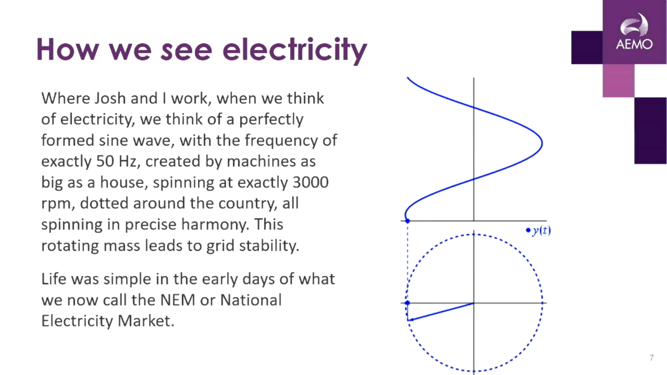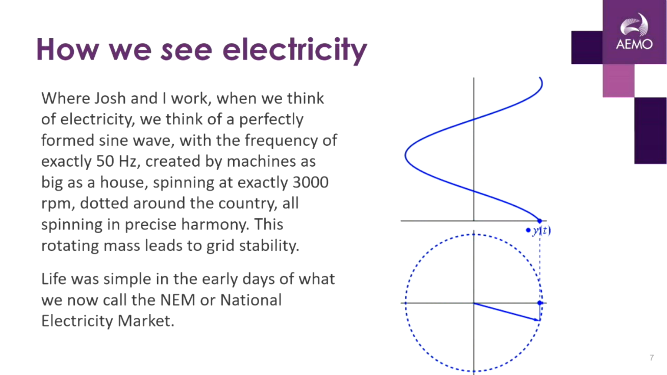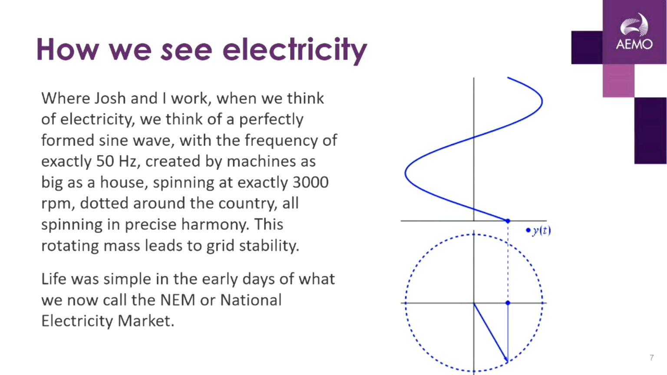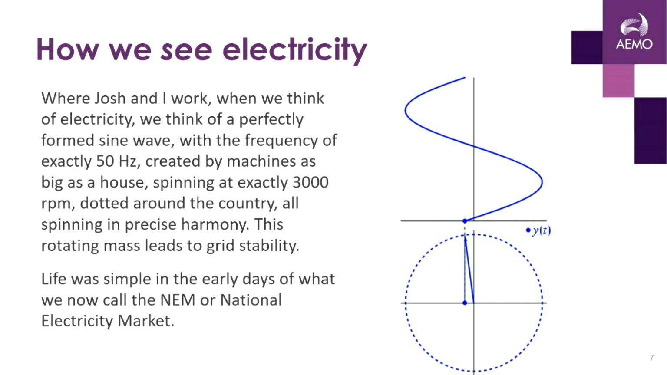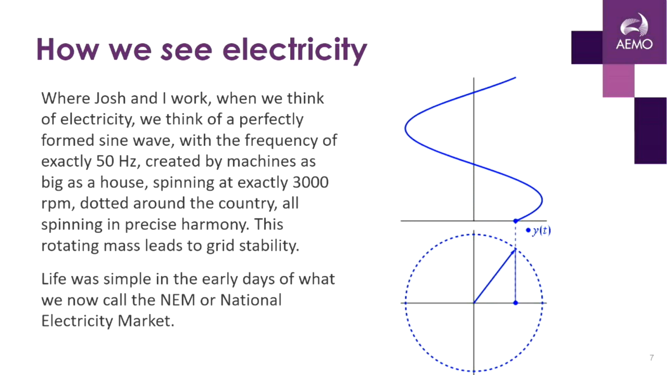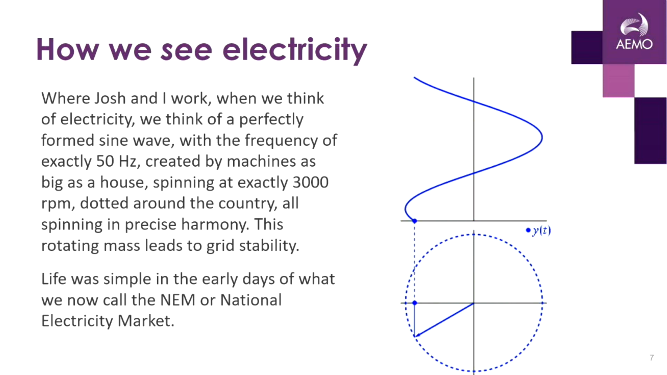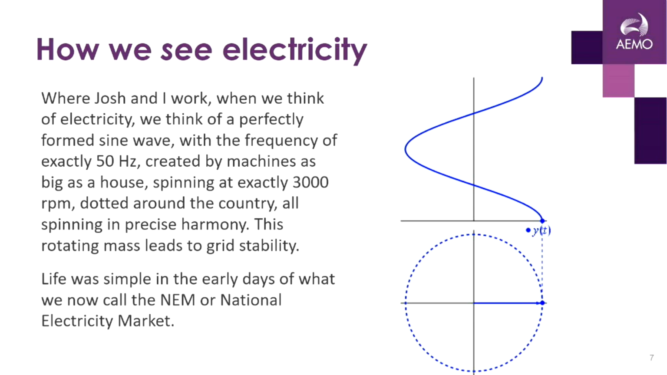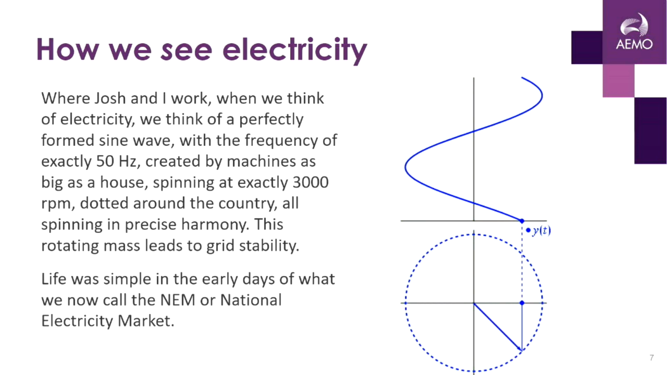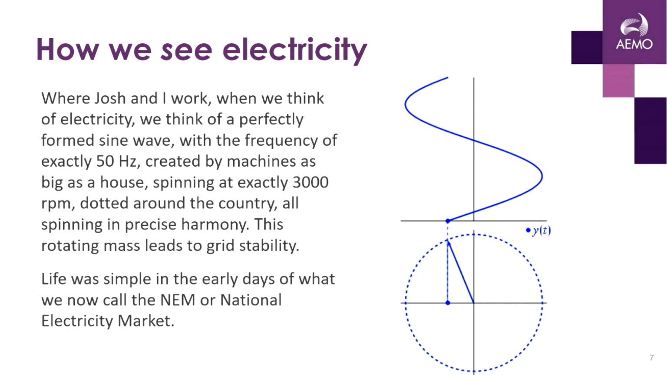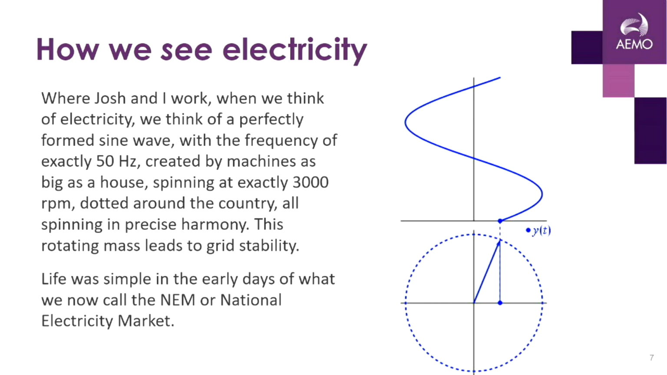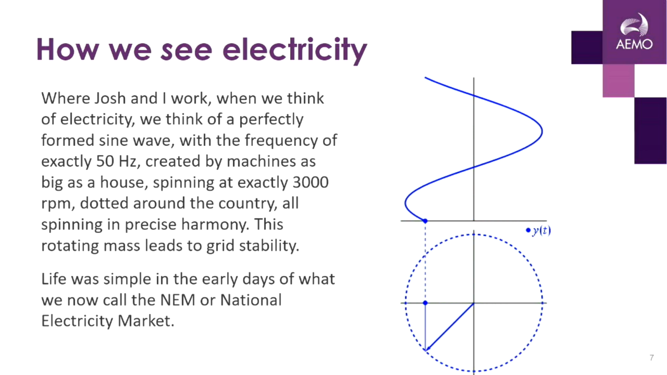Where Josh and I work, when we think of electricity, we think of a perfectly formed sine wave with a frequency of exactly 50 hertz, created by machines as big as a house, spinning at precisely 3,000 RPM, dotted around the country, all spinning in precise harmony. This rotating mass leads to grid stability. Life was simple in the early days of what we now call the NEM, or the National Electricity Market.